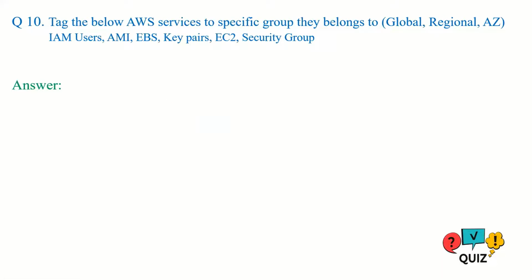Tag the below AWS services to specify which group they belong to. Is it global? Is it a tag to global, a regional, or availability zone? So we have about 5 to 6 services that are mentioned: IAM user, AMI, Amazon Machine Image, EBS Elastic Block Storage, Key Pairs, EC2, and Security Group. So which service belongs to global or regional or availability zone? Please select.